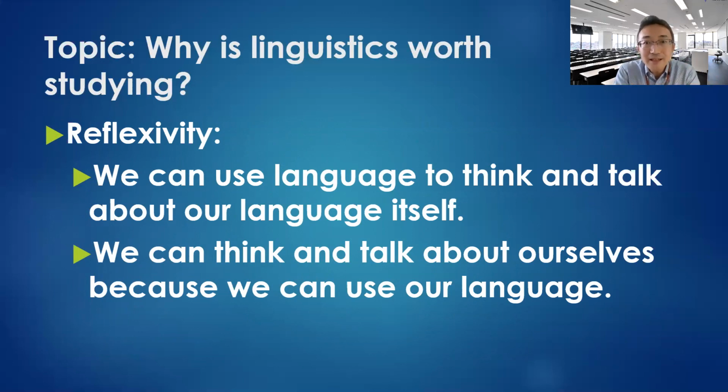And we can think and talk about ourselves because we can use our language. And that means language is what makes us as we are. Okay? Only language can make us as we are. We can think and talk about ourselves because we can use our language. Again, I have read this sentence because it is very important. So, what does this mean? This can be paraphrased into this.